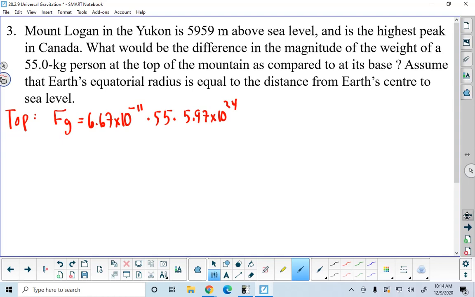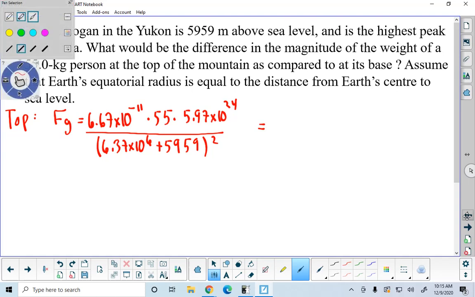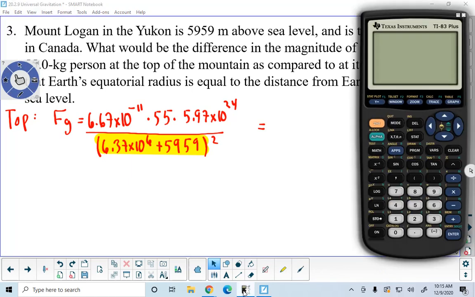And then we're going to divide by, when they are at the top, 6.37 times 10 to the 6 plus 59, quantity squared. And if you want, you can certainly add these two numbers together first and get a new number, but I'm going to show you that it's not necessary. Let's calculate that.